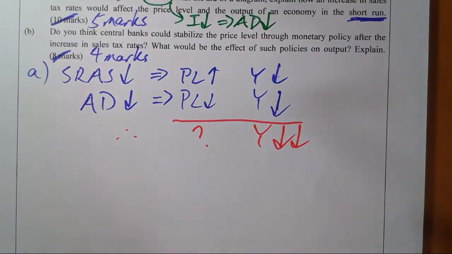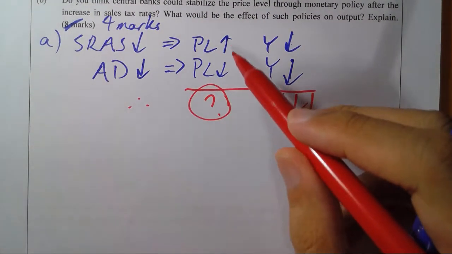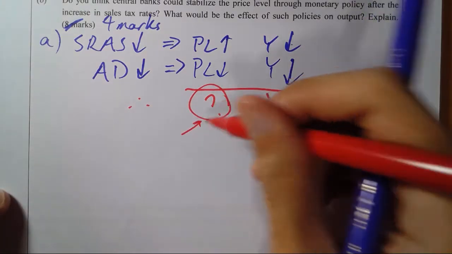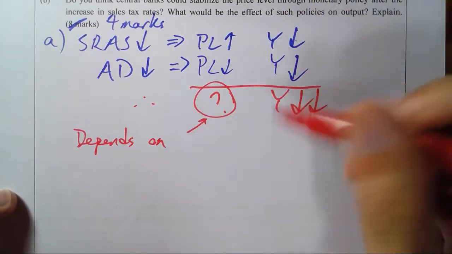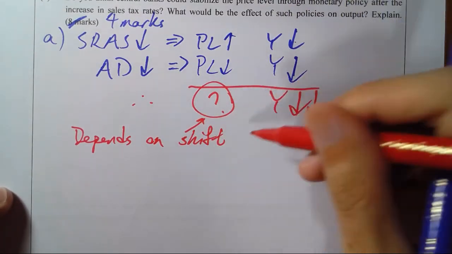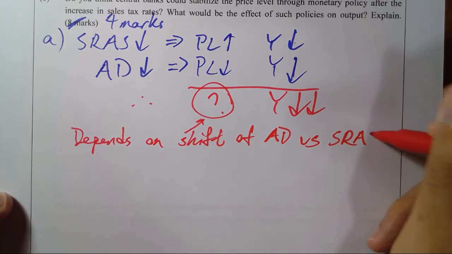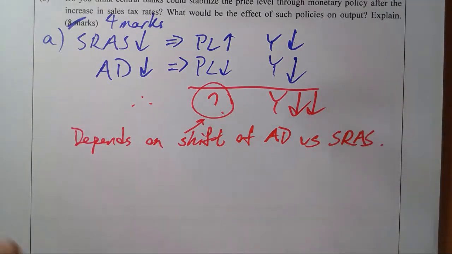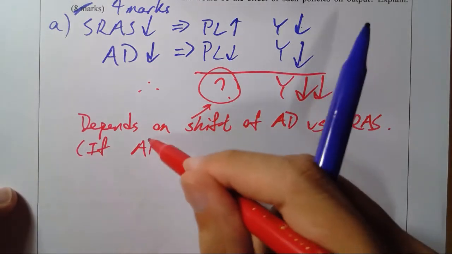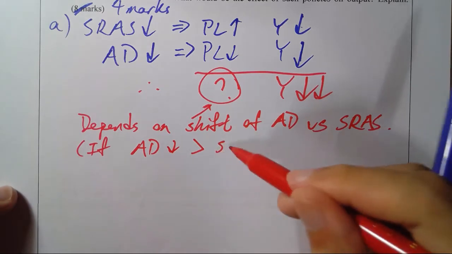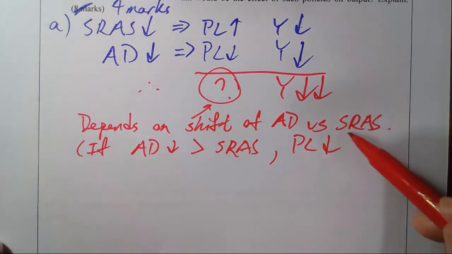Price level. Price level is actually uncertain. Okay? Just like in your demand supply, whether it would increase or decrease depends on the shift of AD versus SRAS. Okay? Now, if you want to be more specific, let's say if the drop in AD is bigger than the drop in SRAS, then the price level would decrease.